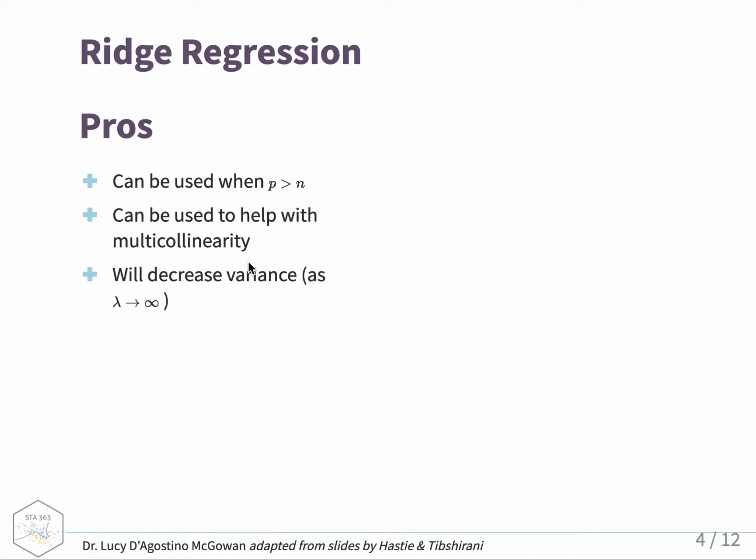Okay, so ridge regression. The pros are it can be used when P is greater than N, so when you have more predictors than you have observations. It can be used to help with multicollinearity. Even if your x's are not perfect linear combinations of each other, so X transpose X is possible to invert, sometimes they're highly, highly correlated, which can really inflate your variance, and this can help with that. As lambda goes to infinity, your variance is going to get smaller.